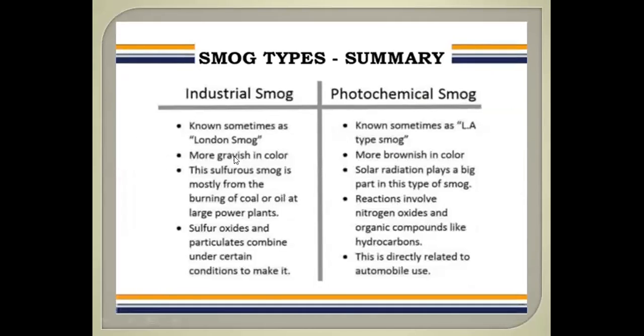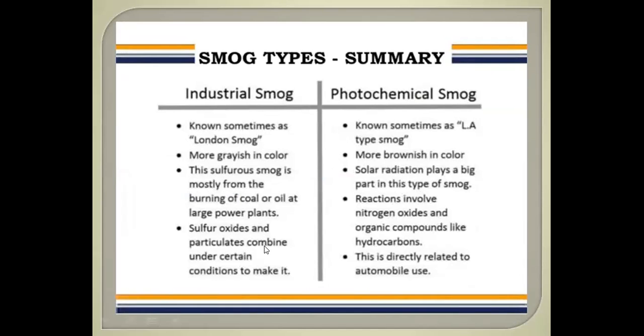Industrial smog is also known as London smog, and photochemical smog is also known as Los Angeles smog. Industrial smog is more grayish in color, whereas photochemical smog is more brownish in color. Industrial smog, actually sulfurous smog, is mostly from the burning of coal or oil at large power plants, whereas solar radiation plays a big part in the formation of photochemical smog.